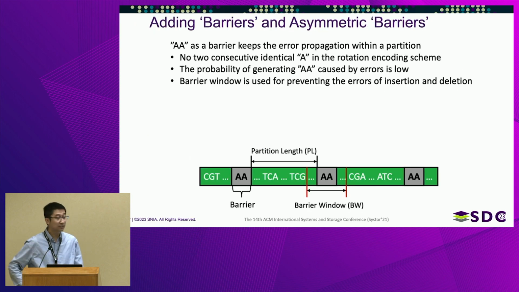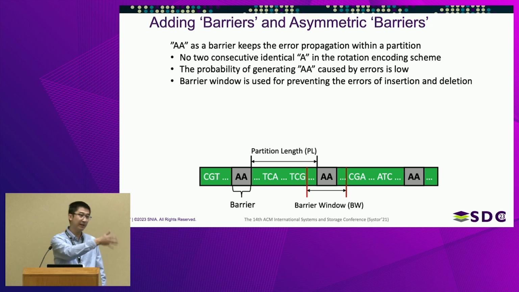So here is the idea of adding barriers and also the asymmetric barriers. Based on the rotation code we introduced before, the rotation code can guarantee there are no two consecutive identical letters, so we use AA as a barrier to keep the error propagation within a partition. For example, if we have a DNA string and error propagation happens, but we find a barrier indicator AA in this sequence, then we can restart the whole decoding process so that we can prevent error propagation.